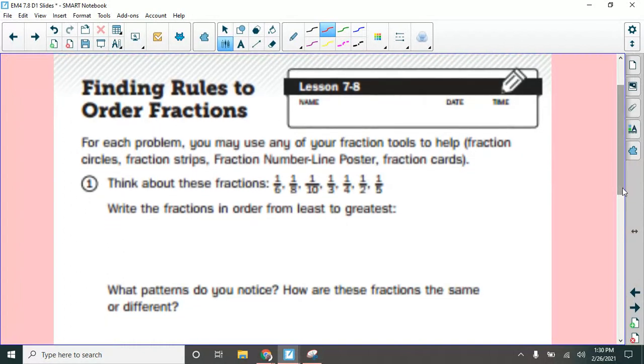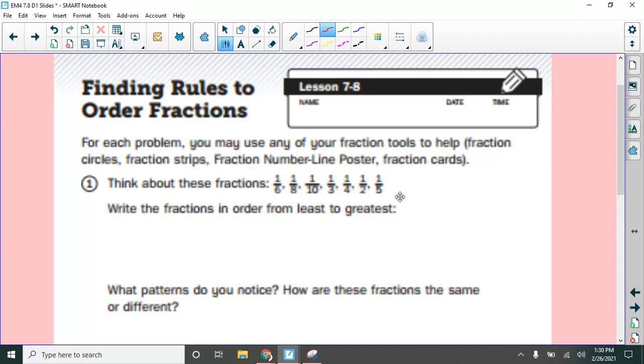Okay, and it says, for each problem, you may use your fraction tools to help: fraction circles, fraction strips, fraction number line poster, fraction cards. Think about these fractions. All right, see them all? You have 1/6, 1/8, 1/10, 1/3, 1/4, 1/2, and 1/5. Which of those is the smallest amount? Think carefully.